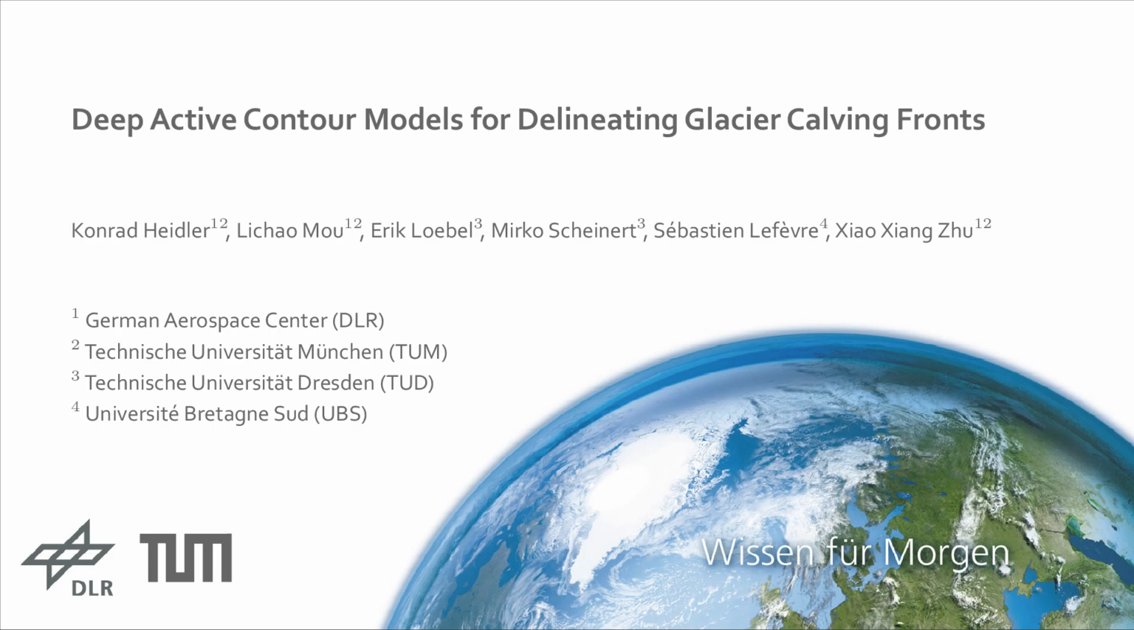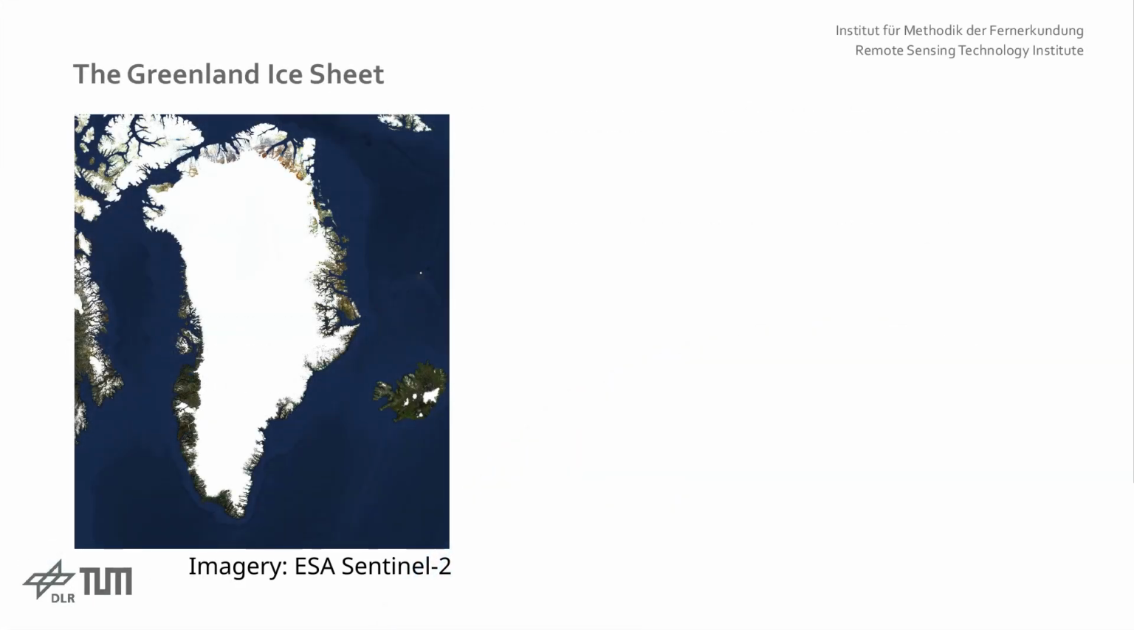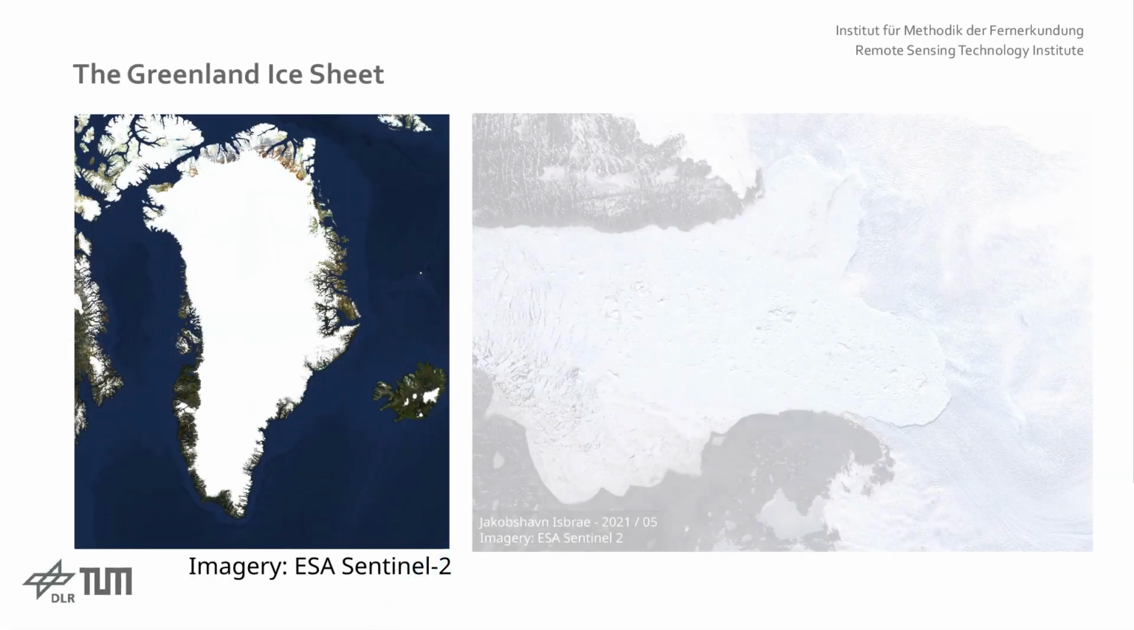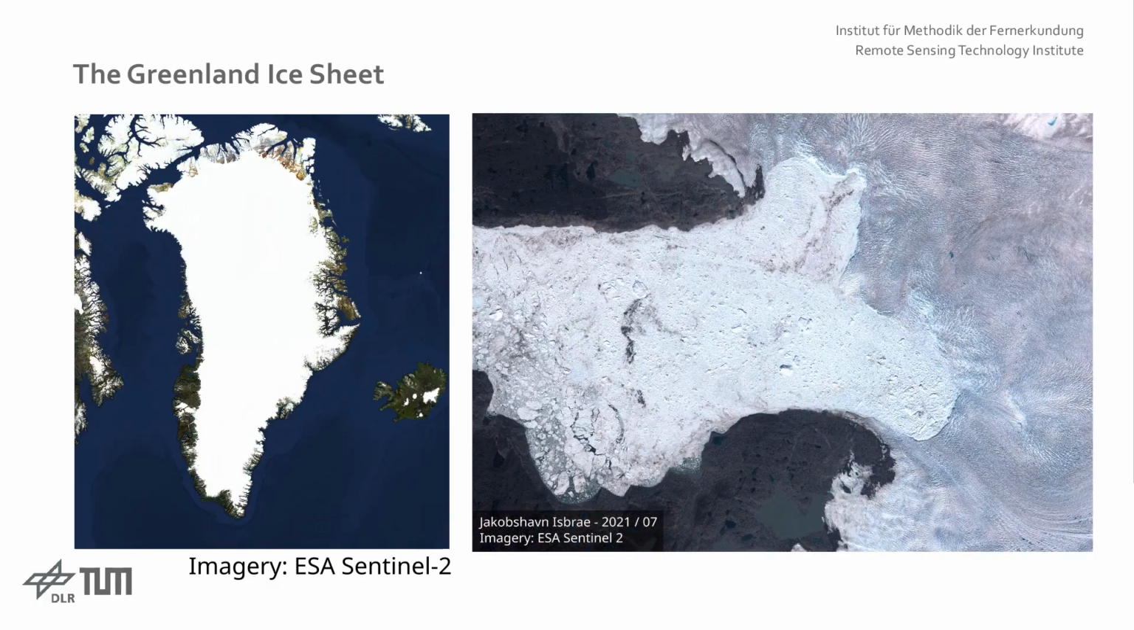Welcome! In this presentation, I would like to take you on a journey to the very cold regions, all the way north to Greenland. The Greenland ice sheet is among the Earth systems that are affected the most by global climate change.